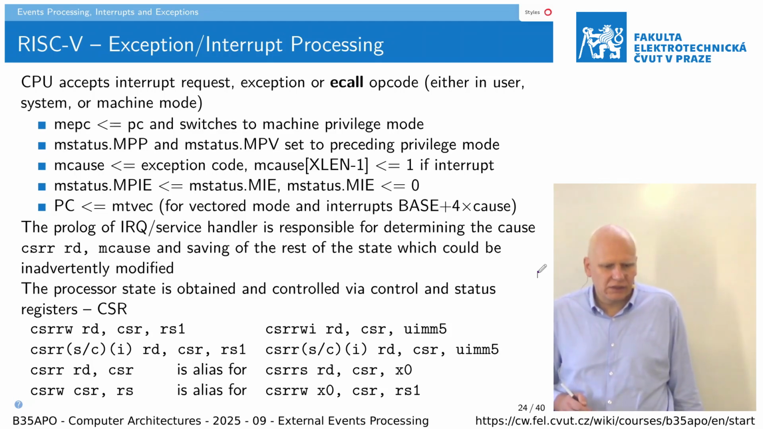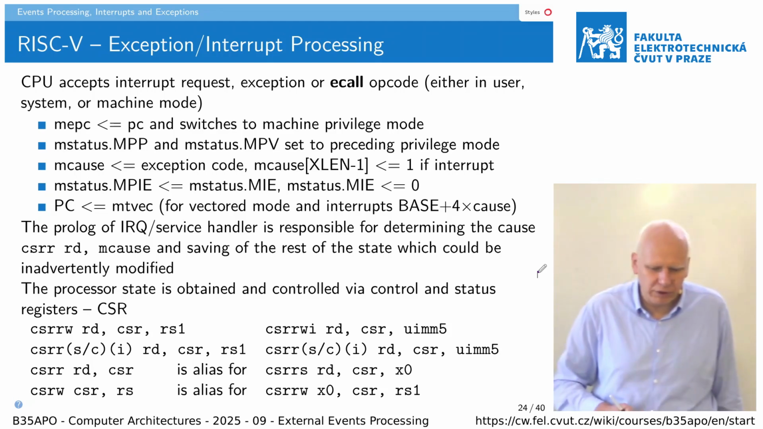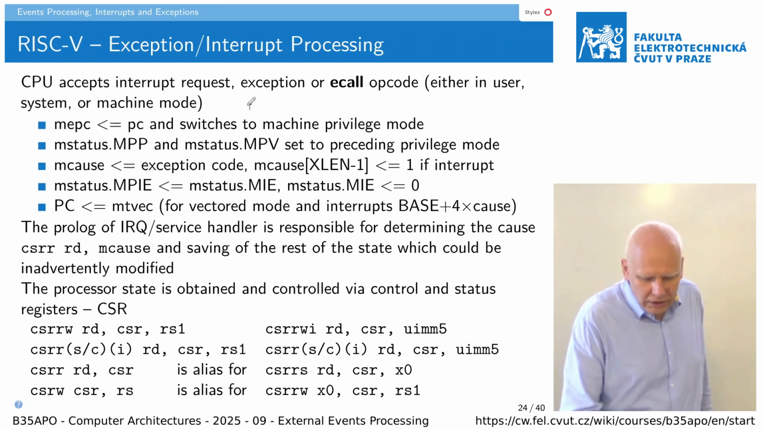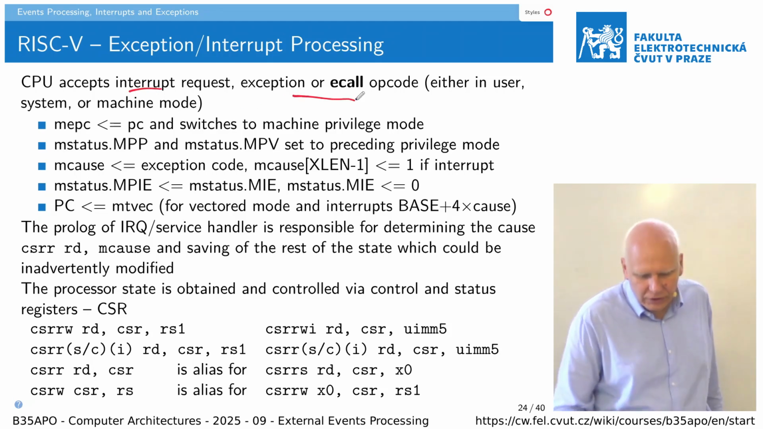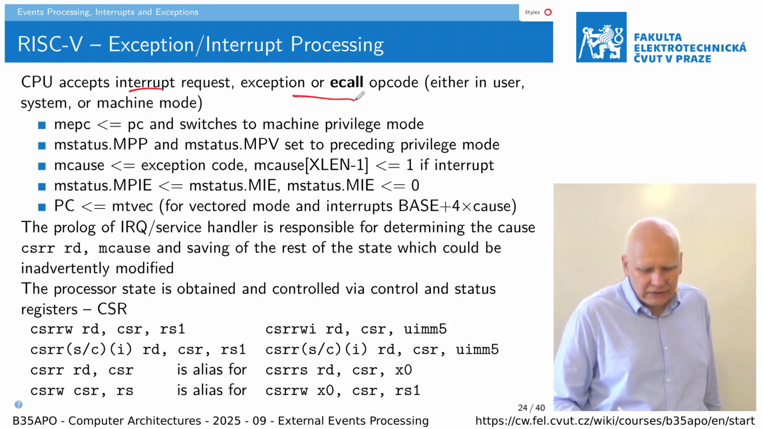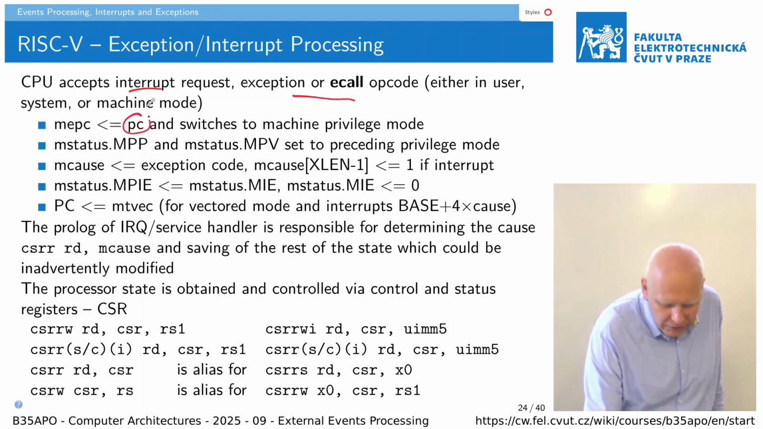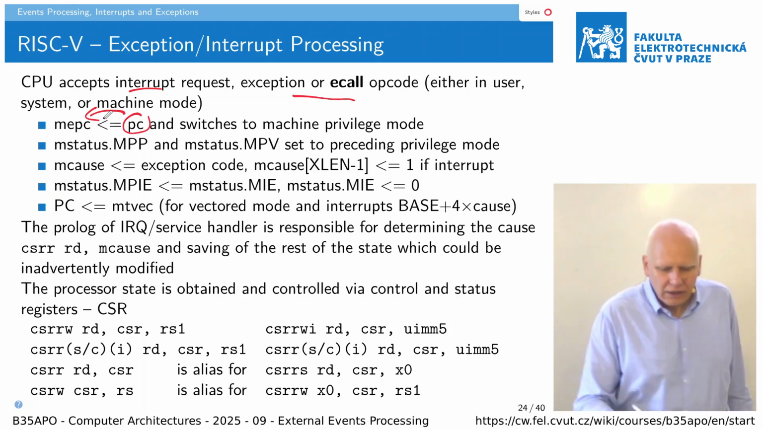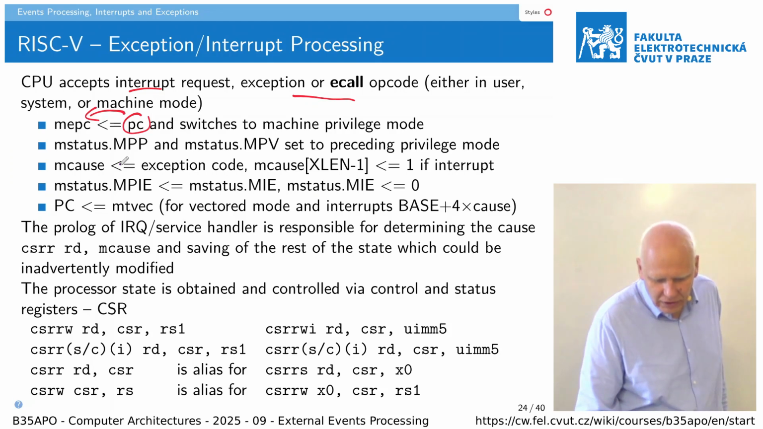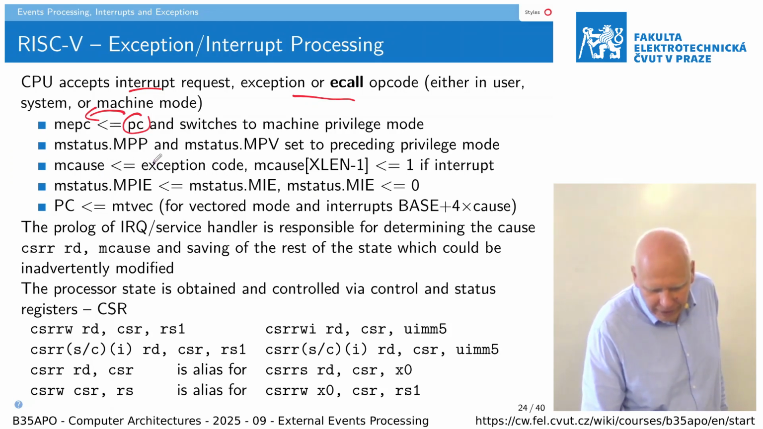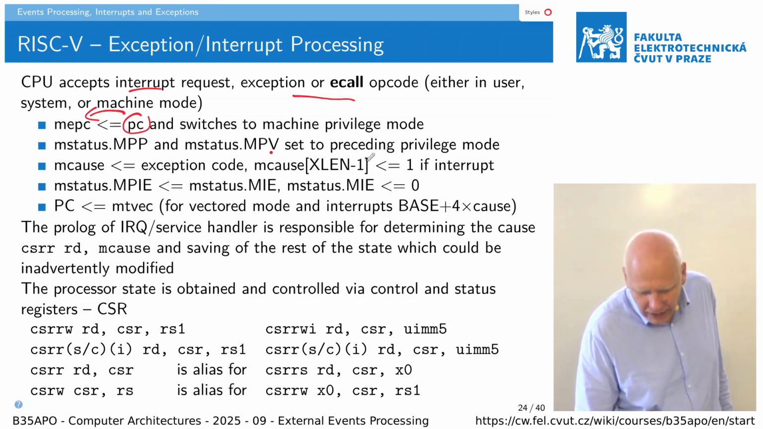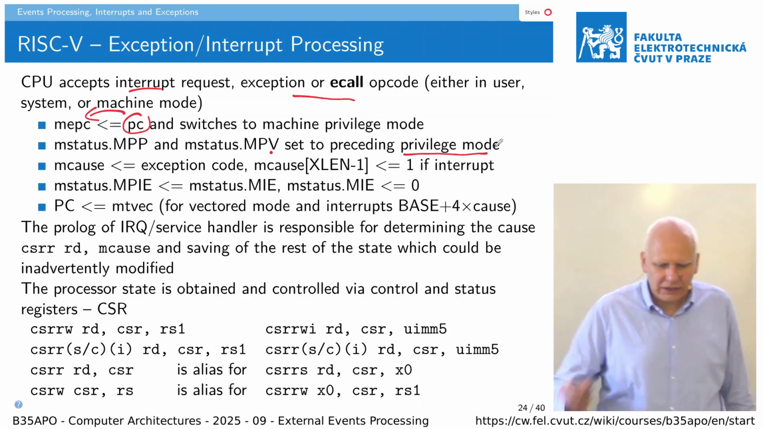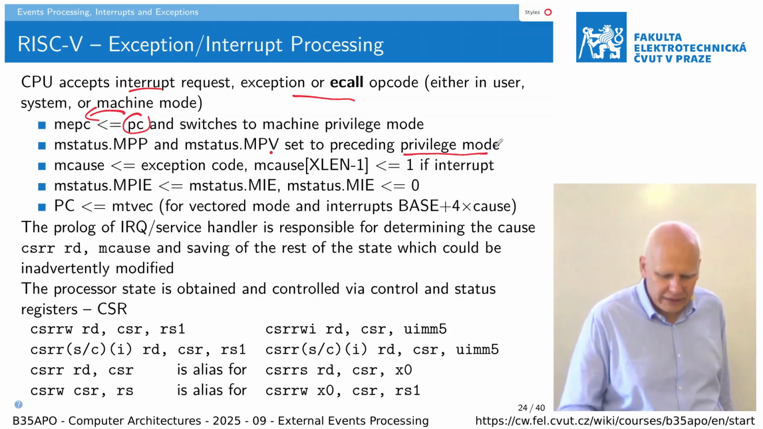There is a list of actions on the level of the processor. So if there is an external interrupt or ecall opcode, then in such case, the program counter is copied to the machine exception PC. Machine previous privilege and value are set to the preceding privilege mode. So basically we get those 2 bits to be set.